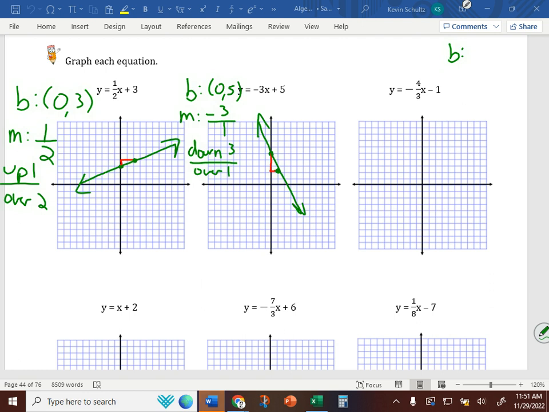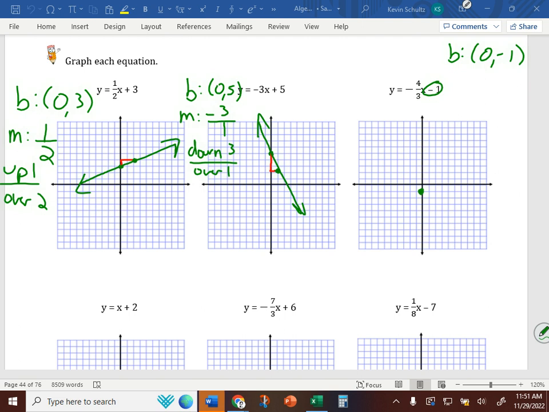What's our b? What's the location of the y-intercept? Negative 1. What's the ordered pair? 0, negative 1. This time it's a negative because it's minus 1, right? That sign belongs to the value. Okay, so 0, negative 1 is where we're putting our first point.